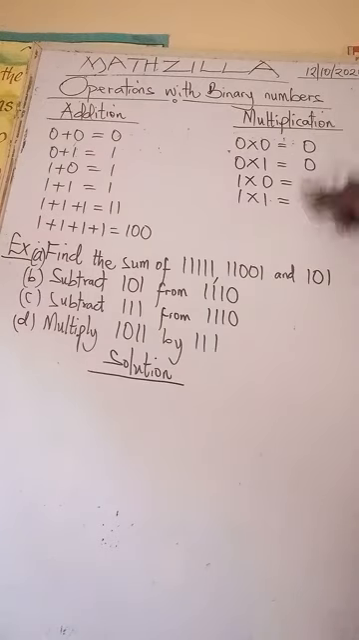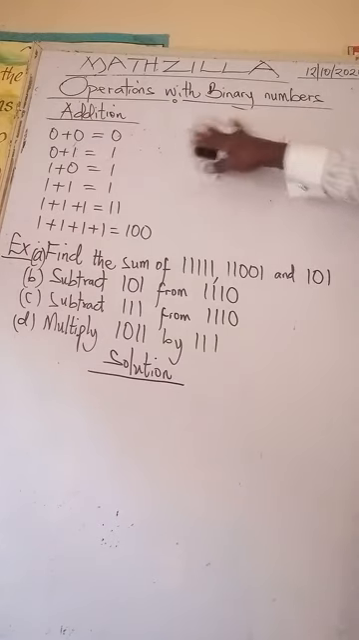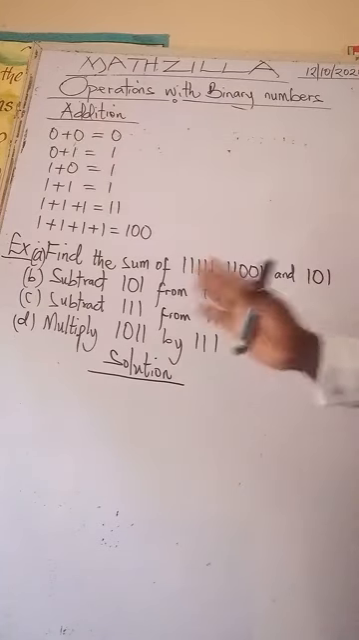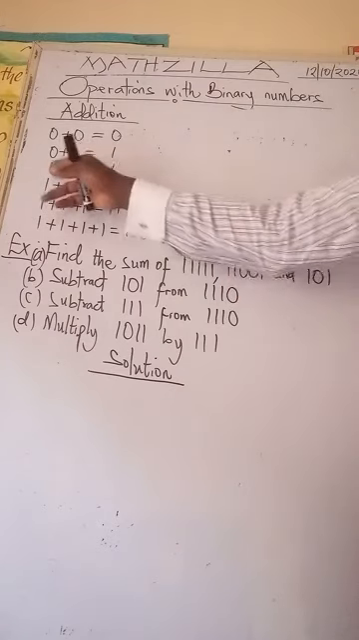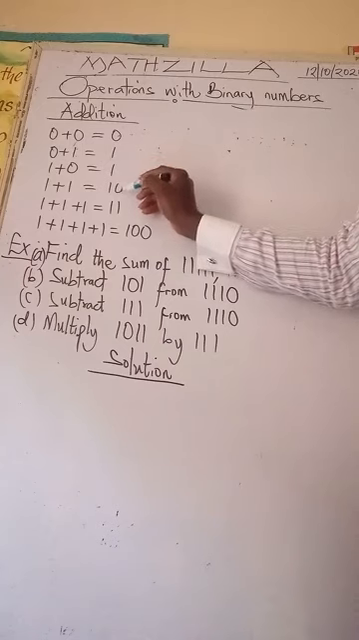But coming to the addition, there is a little difference as far as binary numbers is concerned. Now 0 plus 0 is 0, which is actually normal. 0 plus 1 is 1, normal. 1 plus 0 is 1, normal. 1 plus 1 is 1, 0.